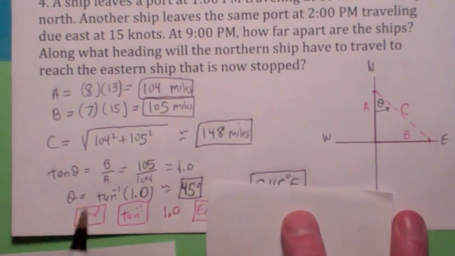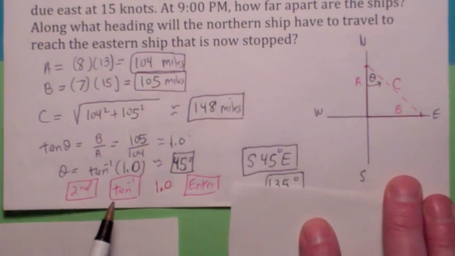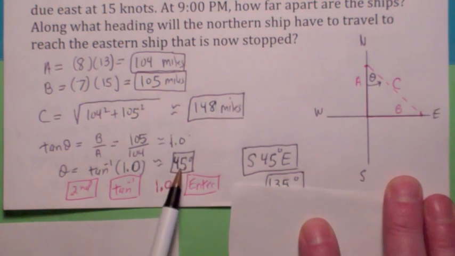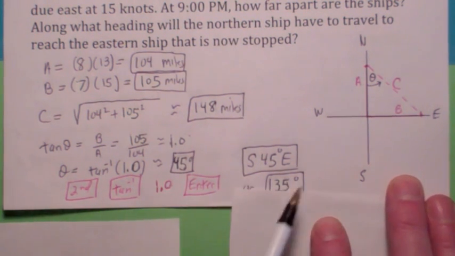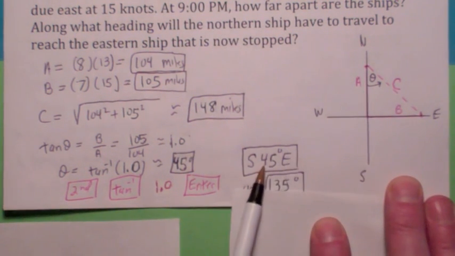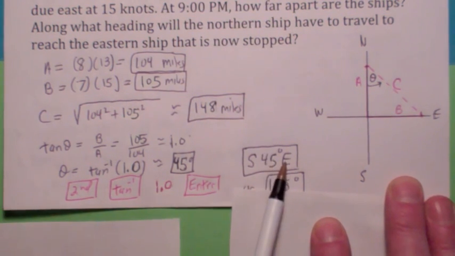But if you didn't know that, of course, you could use your calculator. You go second, inverse tangent 1, enter, and you should get 45 degrees. I did some rounding, but anyway. Now, how would you write that? There's two ways to go. You could say this is 45 degrees east of south. That's how we say this. When it's written like this, it's 45 degrees east of south.